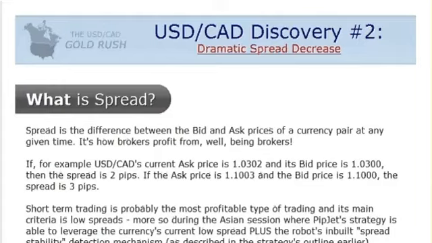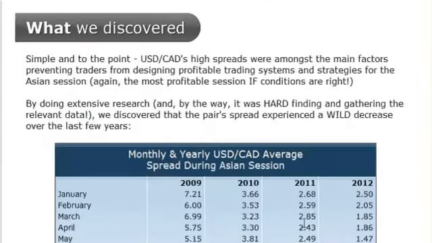PipJet's strategy is able to leverage the currency's current low spread plus the robot's inbuilt spread stability detection mechanism, which is described in our strategy outline. Make sure you view that on our website if you haven't. All right, so let's take a look at what we've discovered.